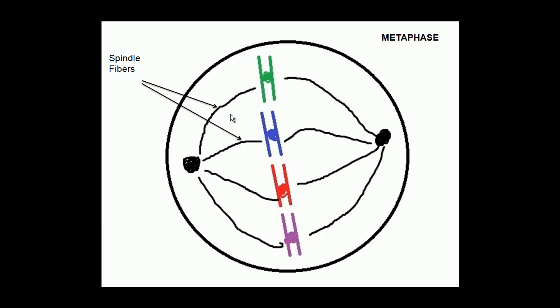Here I've added the spindle fibers, which connect to one copy of each sister chromatid, and the other end connects to a centriole. The centriole and these spindle fibers are what are going to allow us to pull apart these pairs of sister chromatids. Remember, when they're joined together by a centromere, they are sister chromatids.